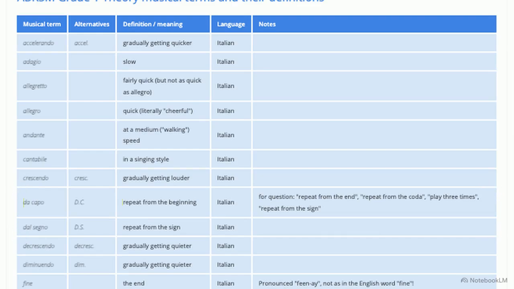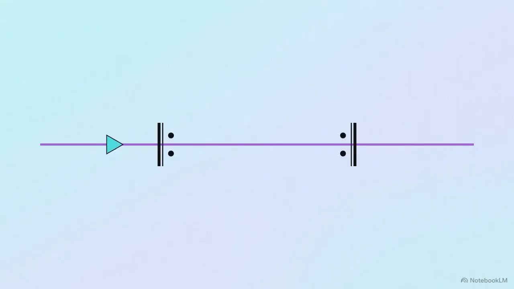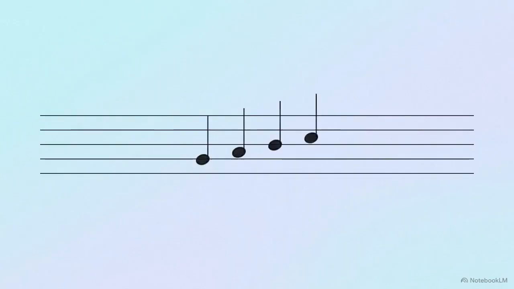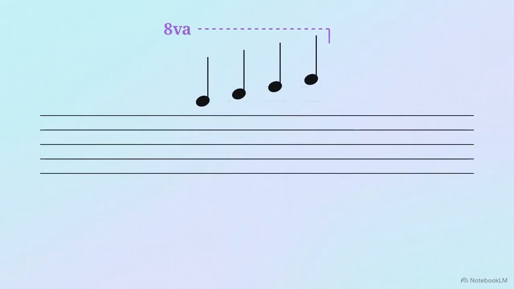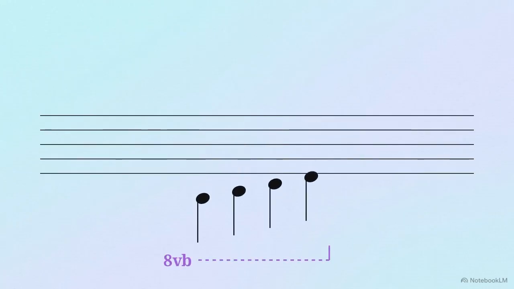Finally, we have the roadmap commands, telling your eyes exactly where to jump on the page. As this reference chart shows, da capo translates to repeat from the beginning, while del segno means repeat from the sign. You'll also encounter standard repeat marks framing sections that need to be played twice. To locate the absolute conclusion of a piece, look for the word fine marking the end. And if you see an ottava sign above or below the staff, it requires you to play the entire section one full octave higher or lower than where it is written.